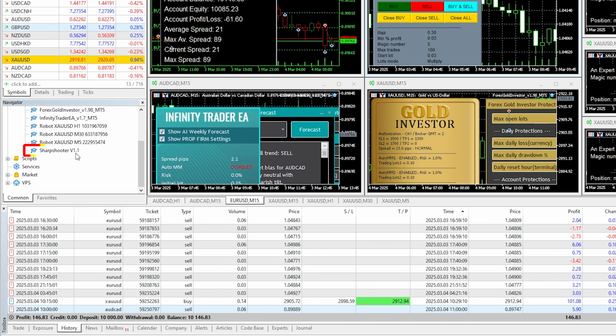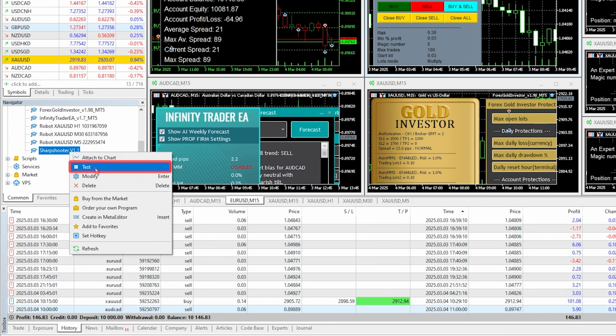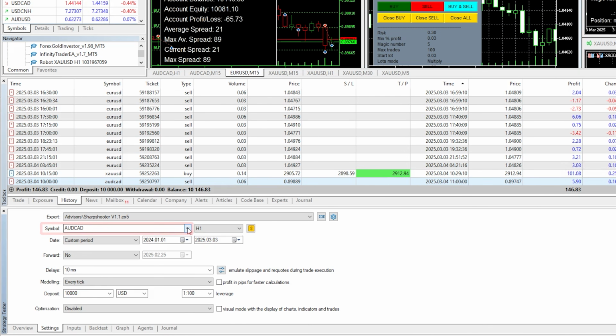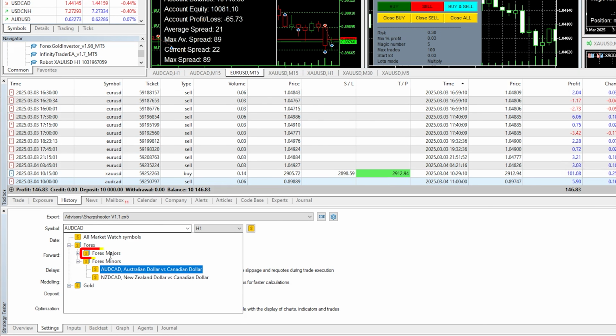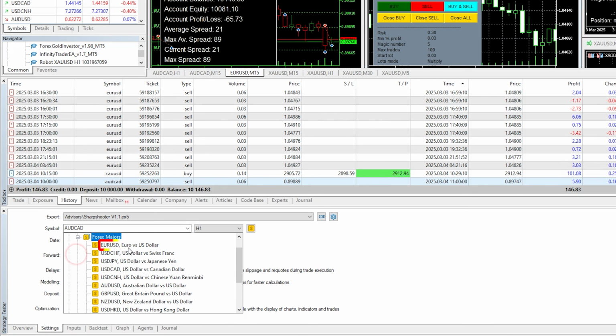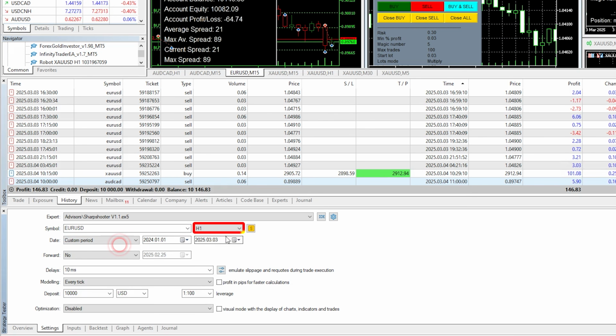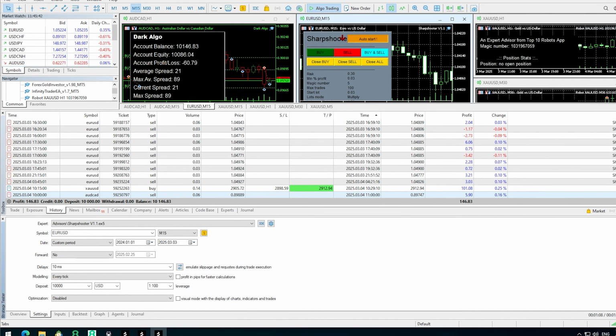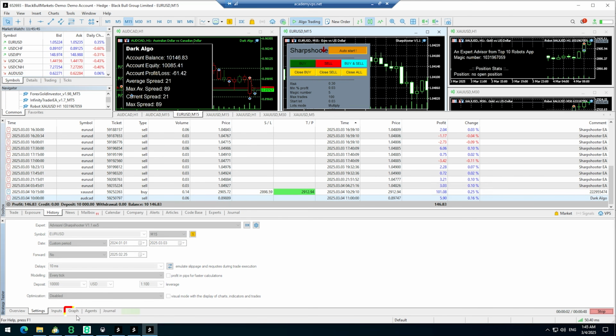So let's quickly go here. We're going to right click, we're going to click test. Now the Sharpshooter is a EURUSD EA, so let's go to majors. We'll select EURUSD as our currency for testing, and it trades on the M15. Let's go to the M15, and what we'll do is we'll click on start, hit the graph again.